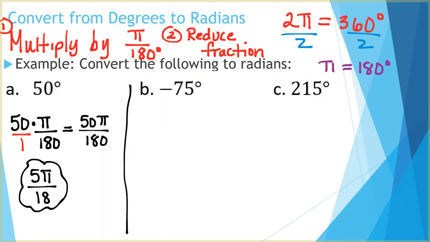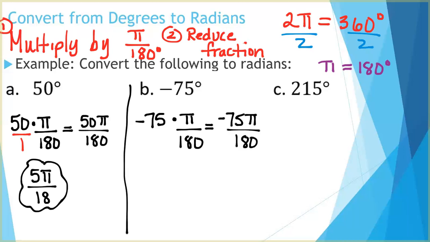So let's look at question B. We have negative 75 degrees. I'm going to multiply that by pi over 180. And that's going to give me negative 75 pi over 180. And let's go ahead and reduce that fraction down. So the first thing I notice is I can divide by 5. So let's go ahead and divide it by 5.